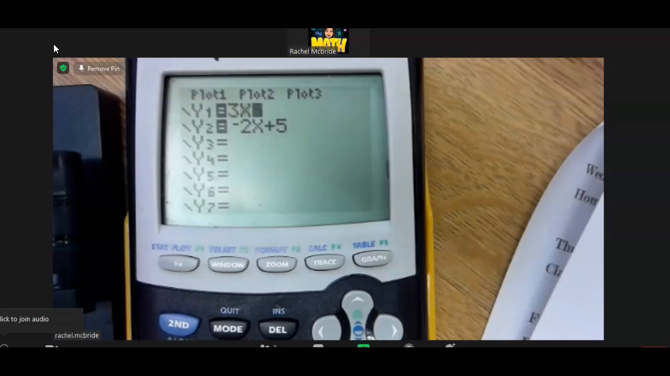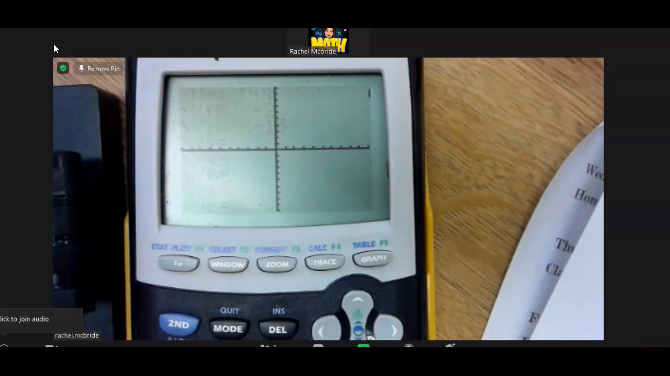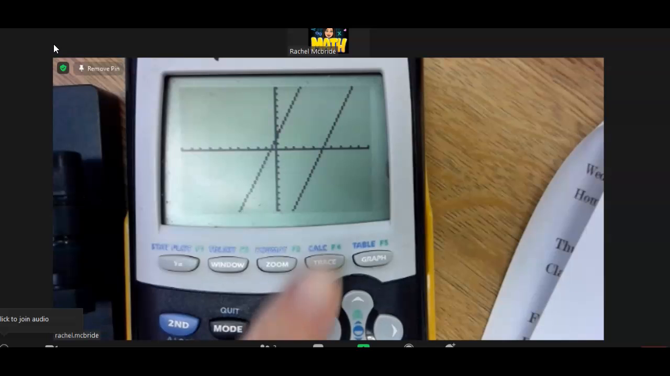So you have 3x plus 2 and 3x minus 1. Graphing those two functions. Answer to question 2. Do the graphs have any points in common? Do these two graphs have any points in common? No. Why? Because they're parallel. Perfect. They're parallel lines. Parallel lines never intersect.